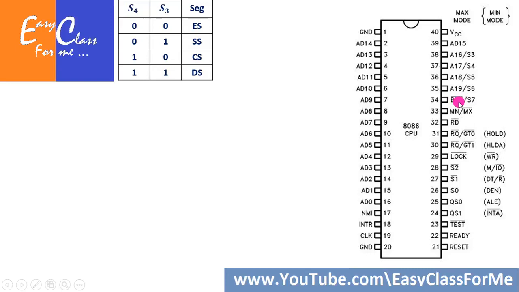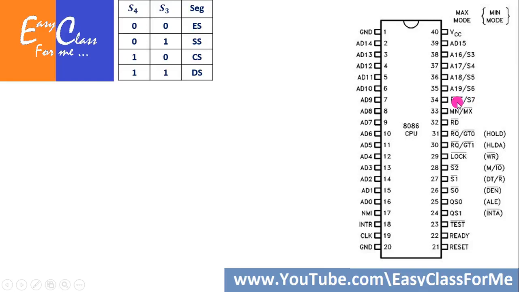So whenever the value of this BHE bar is equal to 0, that means BHE is equal to 1. That is, this pin will be enabled when BHE bar is equal to 0. So when I say BHE bar is activated, that means BHE bar has a value of 0, or equivalently BHE has a value of 1. So this has to be kept in mind.